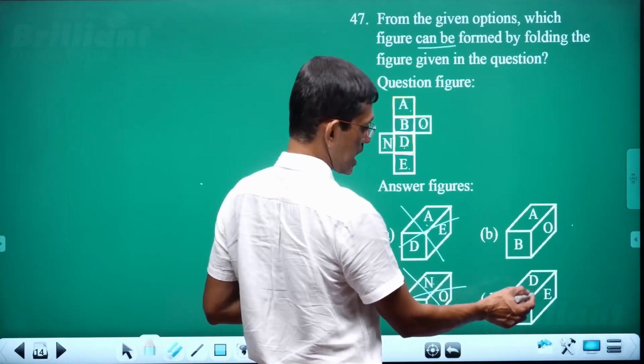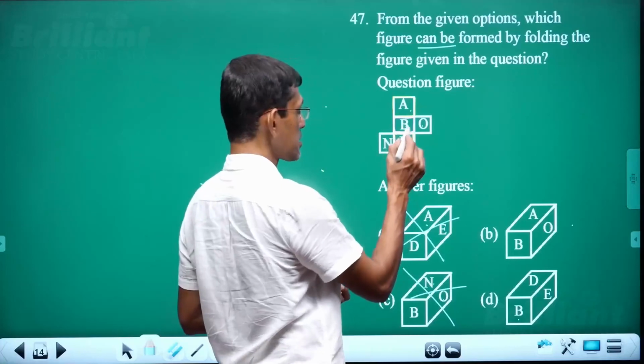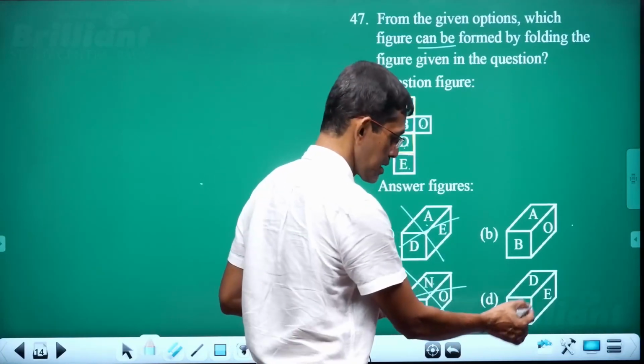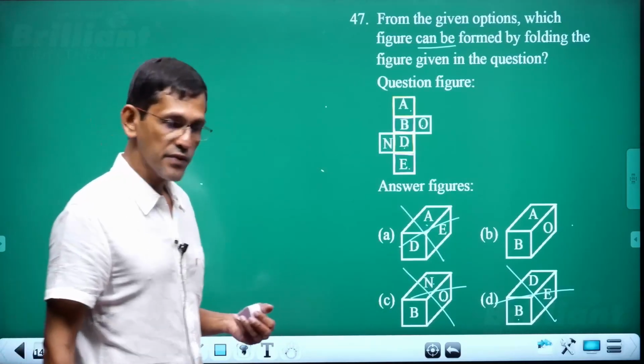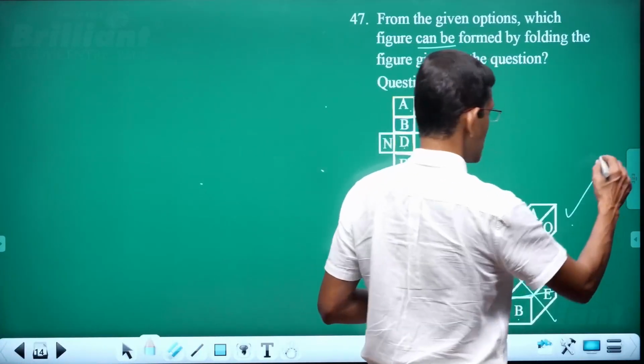At the same time, D and B must be opposite. So here D and B are adjacent. So that's not possible. So ultimately, there is only one figure that can be formed. So that's beta.